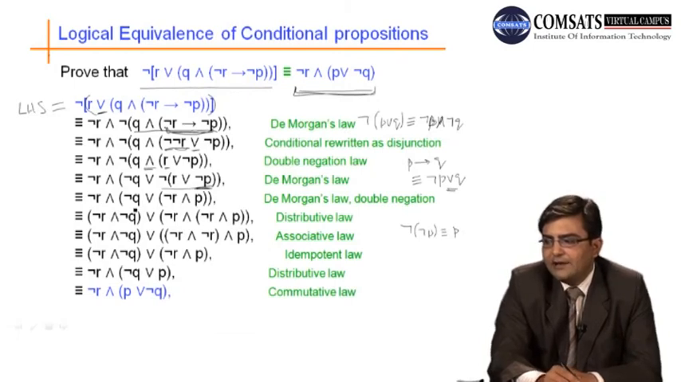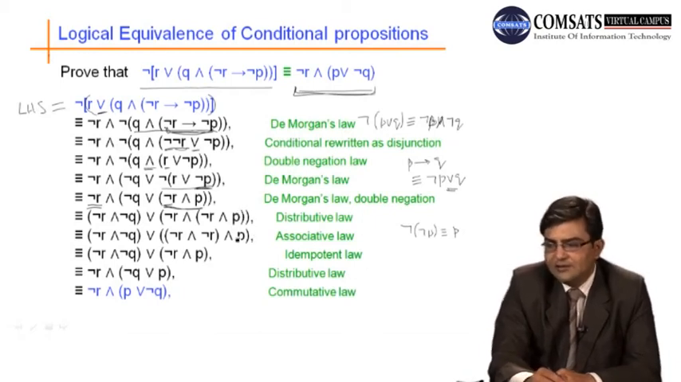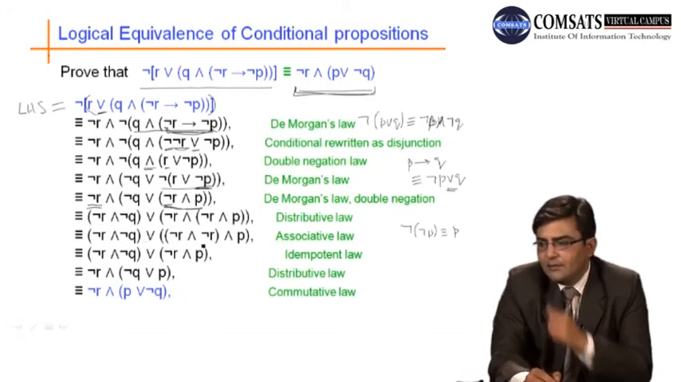So we can apply here the distributive law. As we have not R here and not R here, so using distributive law, not R and not Q, and in the middle we have disjunction operator, and we have not R and this whole expression, not R and P. So we have applied the distributive law in this step, and then associative law, not R and not Q, or we have not R here.